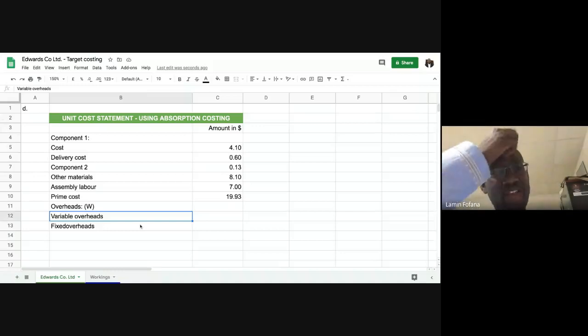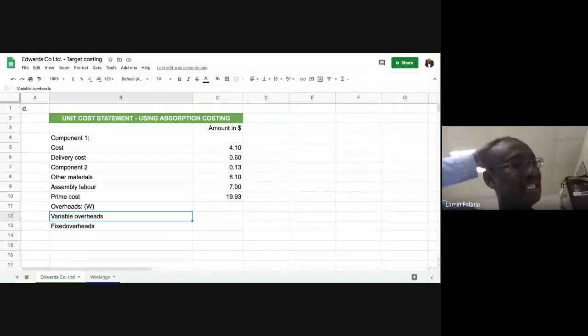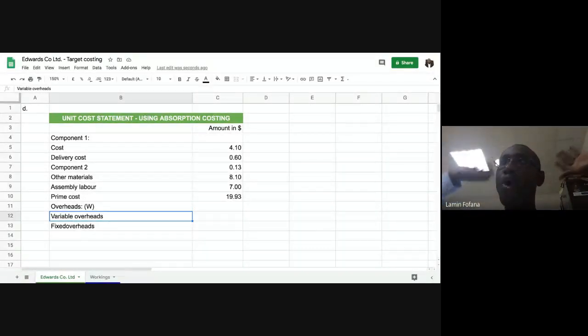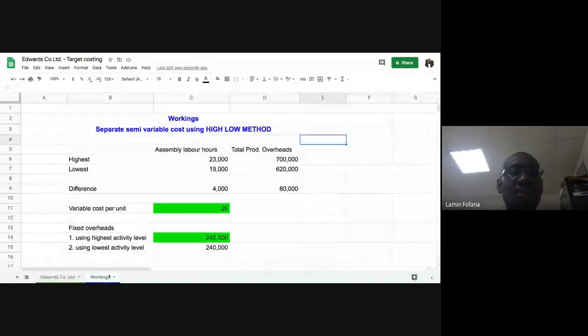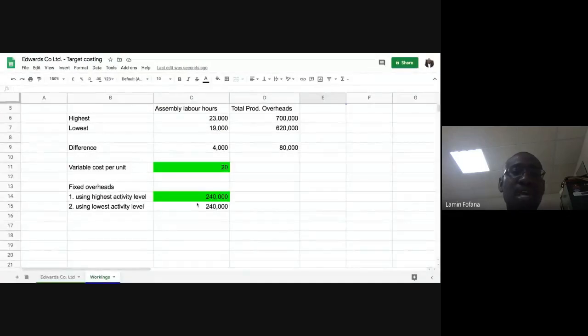So now we have calculated, what have we calculated in a sense? We have calculated our OARs. We calculated our VOAR, and we calculated our FOAR. Okay? We've calculated our variable overhead absorption rate, and we have calculated our fixed overhead. No, sorry, we have not calculated our fixed overhead absorption. Sorry, we have not finished with our working. We need to calculate our fixed overhead absorption. So what we calculated was the fixed overhead.